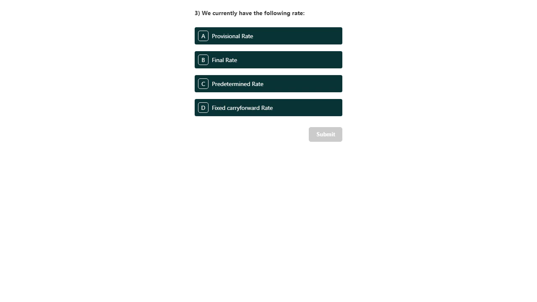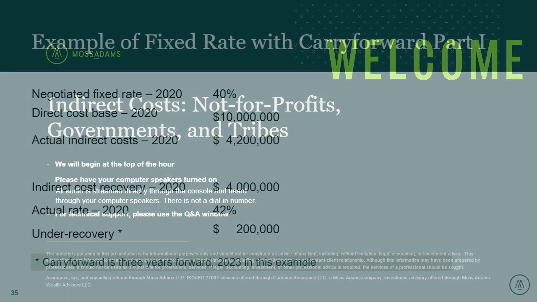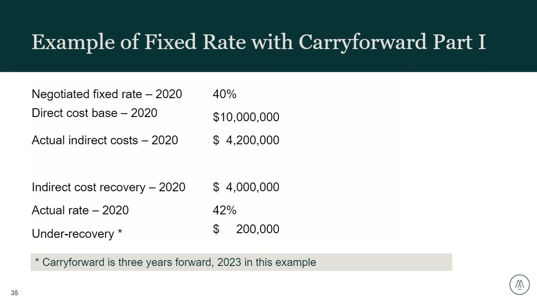All right, here are the results. Okay, and as would be expected, we see different varieties for the indirect rate used, which absolutely makes sense because every organization should decide for itself which rate would work best. Okay, so let's continue with an example of a fixed rate with carry forward.